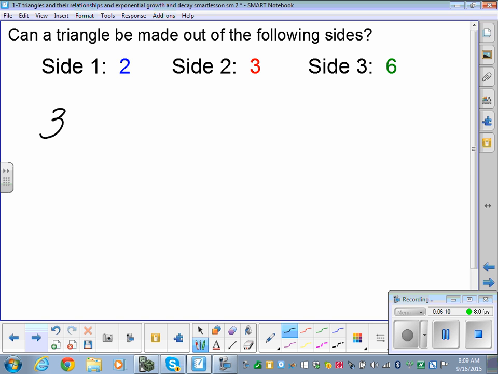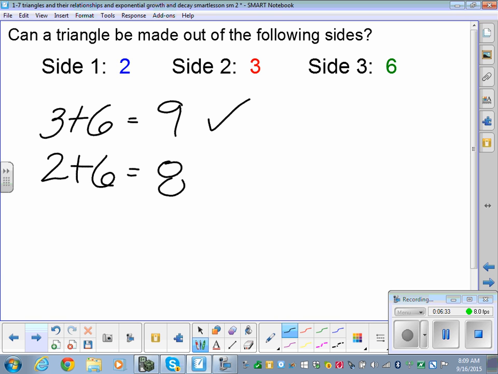So that would be 3 plus 6. What is that? What is it? Okay. Is 9 greater than the other side that we didn't add up? Is 9 a greater number than 2? Yes. So that's good. Okay, let's check the sum of some other two sides. Let's do 2 plus 6. 2 plus 6 is 8, right? Is 8 greater than 3? So that one's good. Well, let's check the last one.